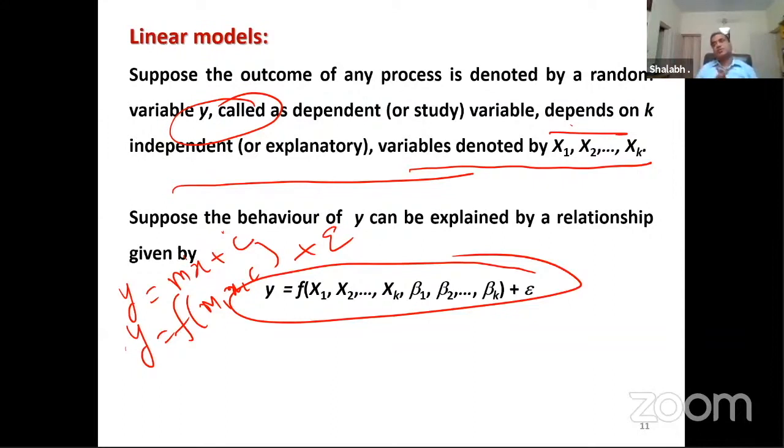Similarly, if I ask you how much is the content of nitrogen in the soil, and you take samples from different parts of the field, you will get different values of nitrogen. So this value is not really going to be constant. And then suppose I ask you a most simple question: what do you like, coffee or tea?